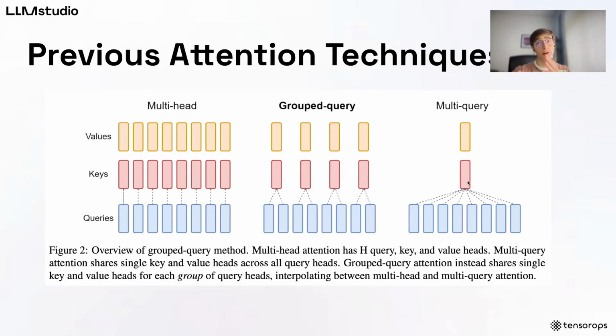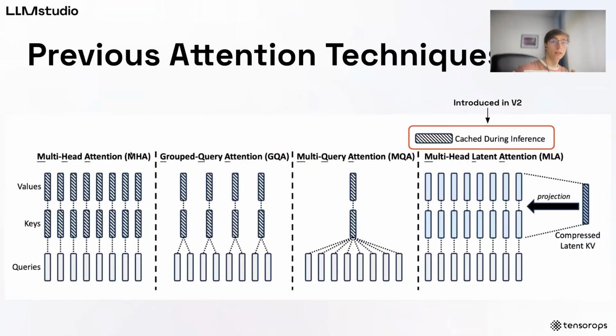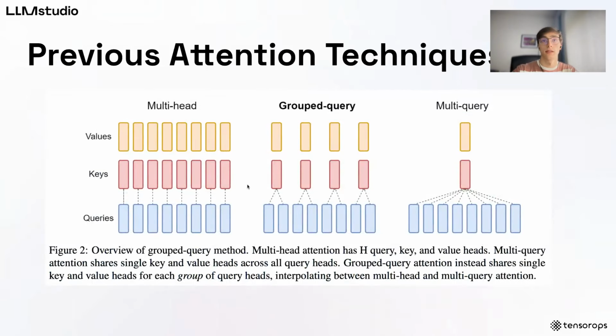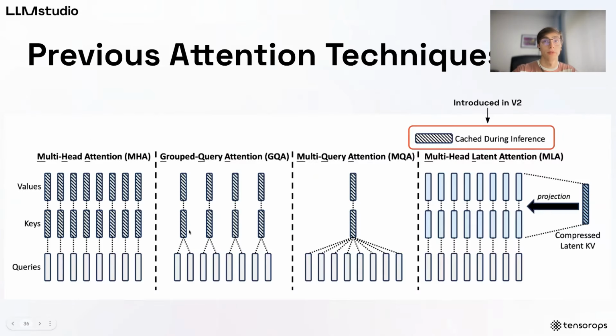You also have multi-query, where you really reduce them a lot, but they noticed that it reduced too much, and then you lost a lot of information too, so it was not ideal. So in the process, they came up with a new technique. This is exactly what I showed you before, the first three, okay? And then on the right, we have the new one. Just to be clear, cached during inference means that the values and keys are cached during inference, which means they're costly computationally. That's what I was explaining before.